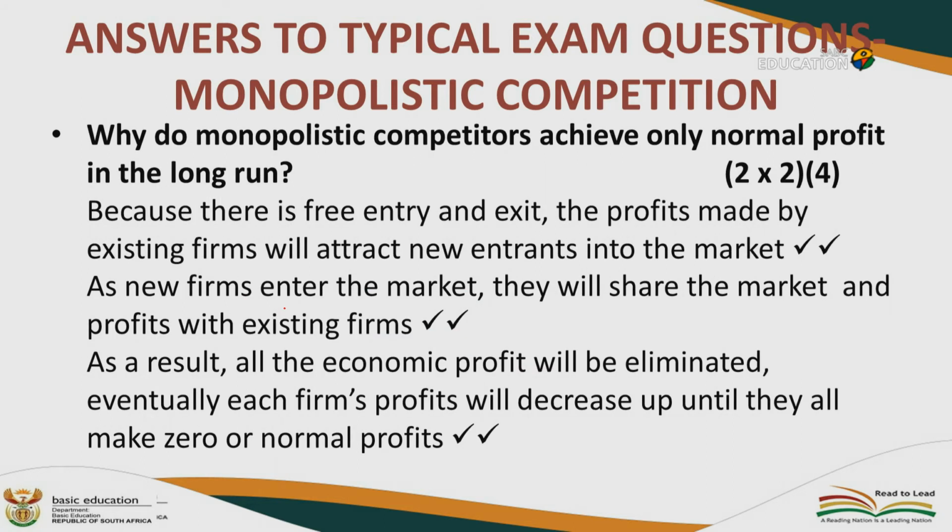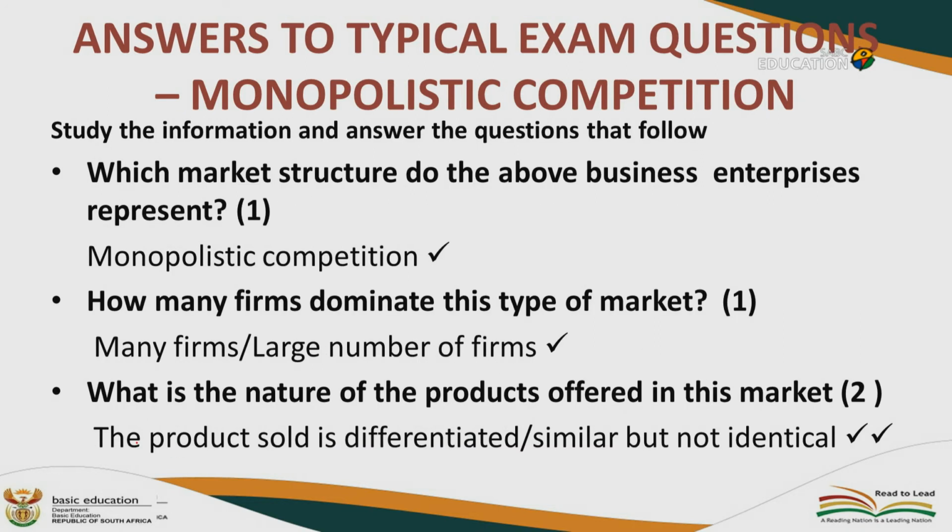Lastly, why do monopolistic competitors achieve only normal profit in the long run? We explained this one. This is because there is free entry and exit. The profits made by existing firms will attract new entrants into the market. As new firms enter the market, they will share the market and profits with existing firms. As a result, all the economic profit will be eliminated. Eventually each firm's profits will decrease up until they all make zero or normal profits.